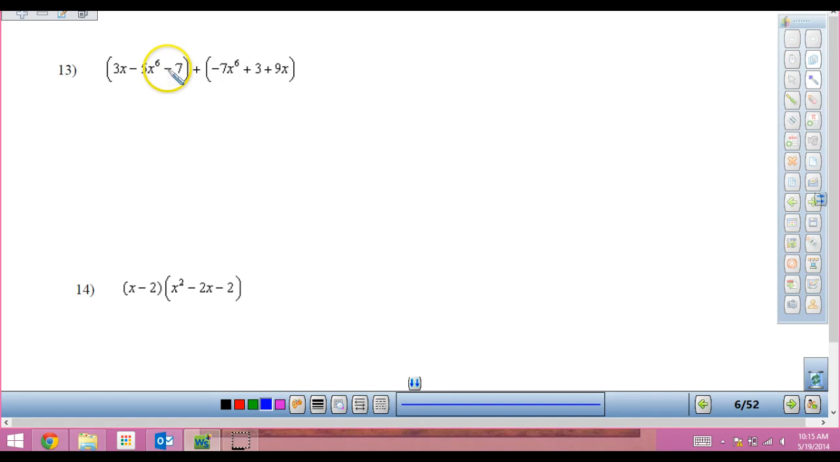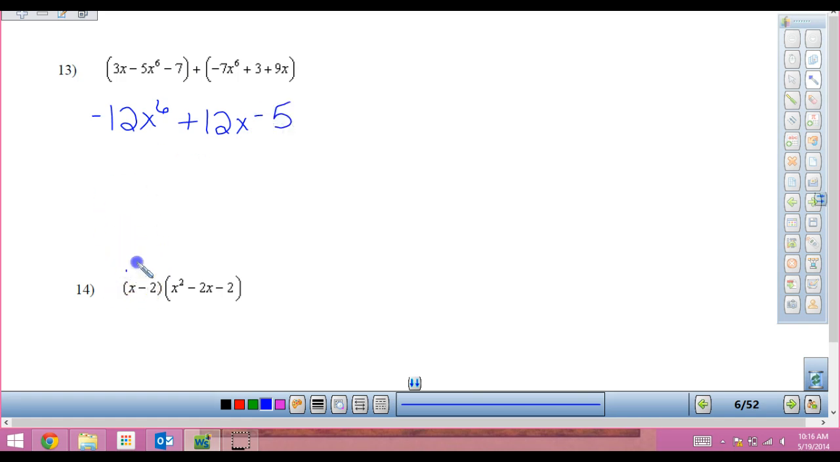Number 13, we are adding, so 3x, well, let's go standard form. Okay, so we need our x to the 6th as our highest exponent, so let's do that. We've got negative 5x to the 6th plus a negative 7x to the 6th gives us negative 12x to the 6th. Then we can combine our x's, so 3x plus 9x is going to be plus 12x, and then negative 7 plus a 3 is going to give us a negative 5.